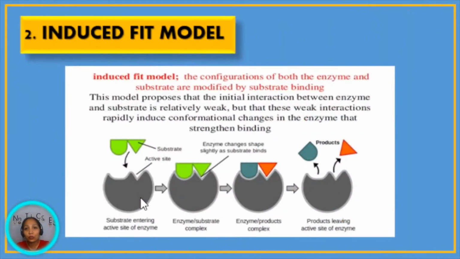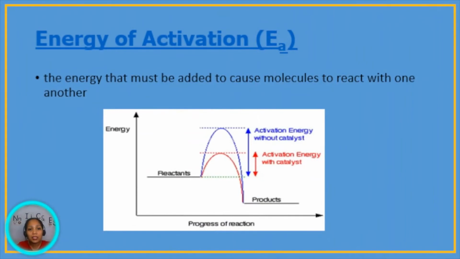Second is the induced fit model. When the active site of the enzyme comes into contact with a substrate, the enzyme will attempt to mold itself, or undergo what we call a conformational change, around the substrate so that it can form an enzyme substrate complex. Enzymes speed reactions by lowering the activation energy, or energy of activation.